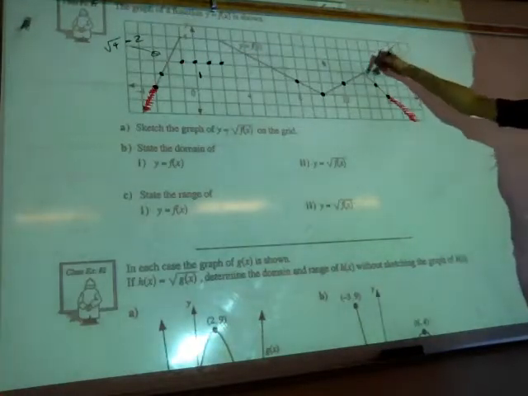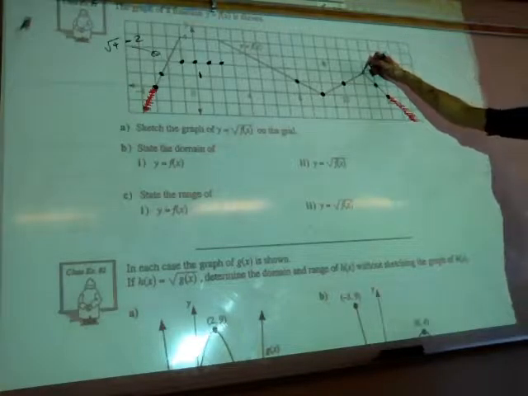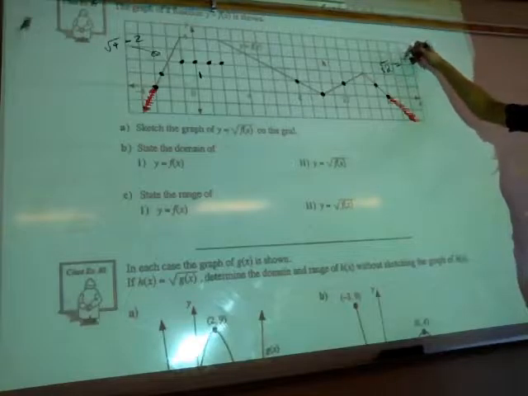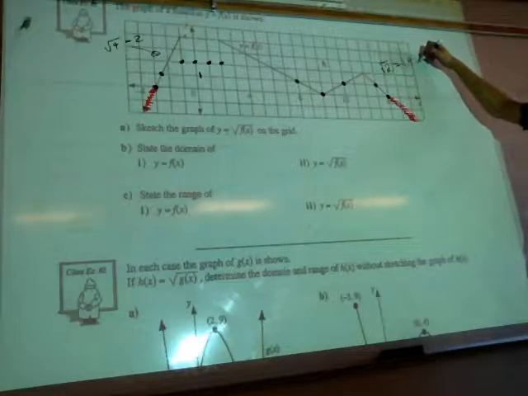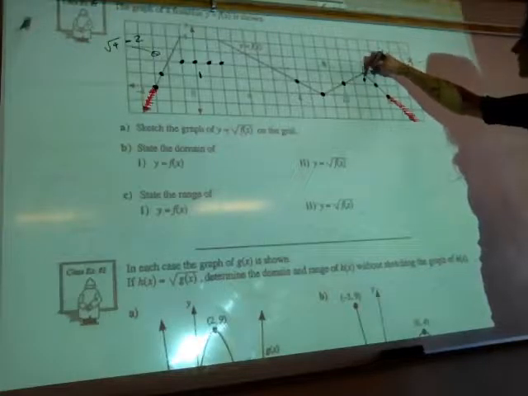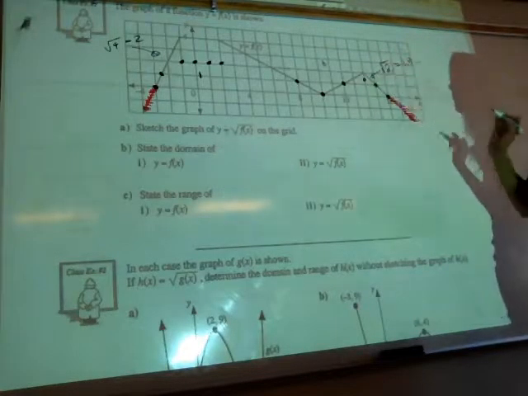Alright, over here, the y value is 2. So to figure out where it goes, we need to take the square root of 2. And that equals 1.4 something. Okay, so we're roughly about here. That's how we're getting that point.